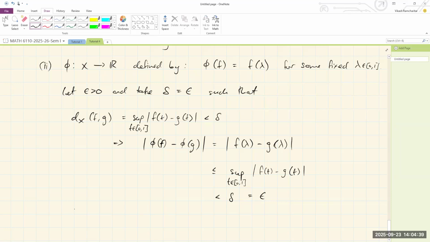So again, therefore, phi is uniformly continuous, which means phi is continuous. You don't always have to go through uniform continuity to prove continuity, by the way. But in this case, because of how the functions were defined, it was easier to just prove it's uniformly continuous, and from that you can then conclude it is continuous.